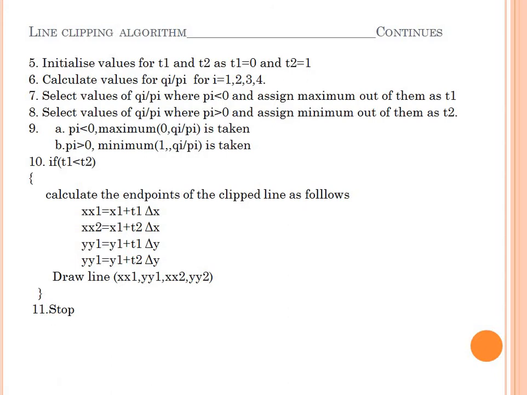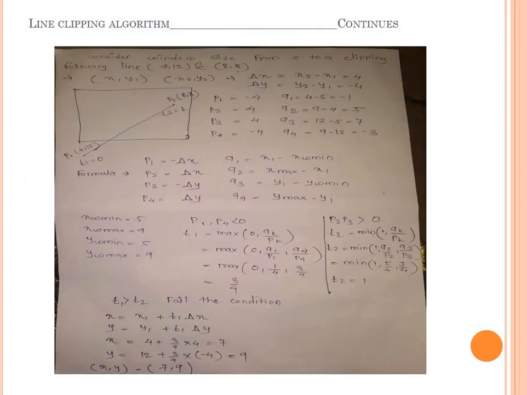Okay, so in the Liang-Barsky line algorithm, here is an example of this algorithm. The example is: consider the window size from 5 to 9, clipping the following line 4, 12 and 8, 8. Here is the rectangle of the boundary, and P1 is x1 comma y1, and P2 is x2 comma y2. P1 is 4, 12, P2 is 8, 8. T1 is equal to 0 and T2 is equal to 1.